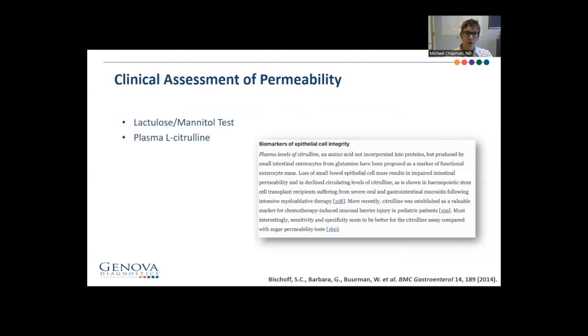We can also look at permeability through something called the lactulose mannitol test, which is kind of the gold standard for looking for intestinal permeability. And then plasma L-citrulline. I actually found a paper, interestingly, L-citrulline is sort of an amino acid-like compound, kind of like a protein breakdown component. And levels of plasma citrulline might actually be a signal for intestinal permeability. I don't think we can quite use it yet as diagnostic, but it is interesting that there's some evidence growing here.